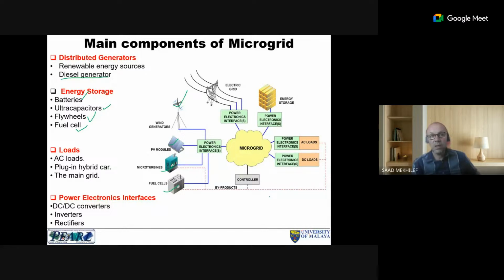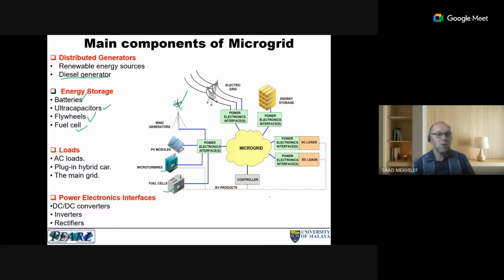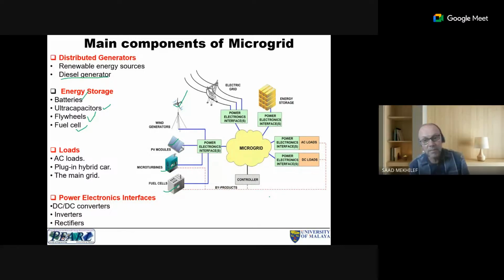Why do we need the power electronics? Any idea? For AC to DC power compatibility? For power conversion. Yeah, power conversion, because we have different sources. Some sources are AC, some are DC. Some loads are AC, some are DC. Some of them operate at different frequencies. So you need the power electronics. The power electronics is a very important component here.